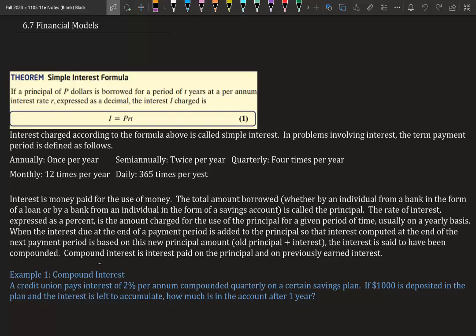In problems involving interest, the term payment period is defined as follows. Annually is once per year, semi-annually is twice per year, quarterly 4 times per year, monthly 12 times per year, daily 360 times per year.